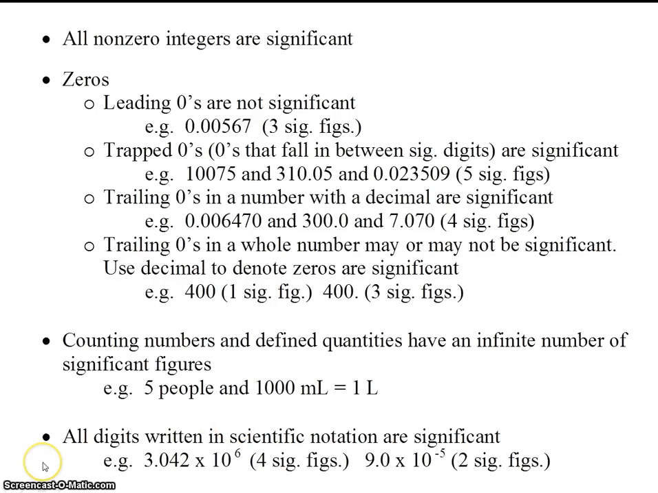And the rules for scientific notation are also very simple. All digits written in scientific notation are significant. Now that's not including this portion here. It's including the digit part that comes out in front. So this has 1, 2, 3, 4 sig figs. This number has 1, 2 sig figs.